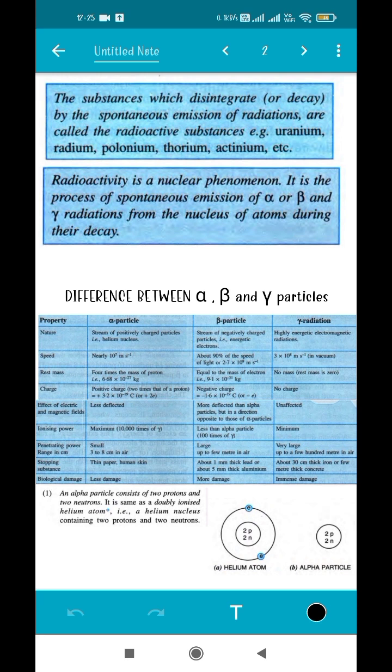When alpha particles are exposed to electric and magnetic fields, for example, if an electric field or a magnetic field is present around the alpha particle, it will not deflect much. We will see more about this on the next page. Beta particles will deflect a little more than alpha particles, but gamma radiation will not deflect at all. Similarly, alpha particles cause ionization in a very high amount, beta particles a little less, and gamma radiation the least.